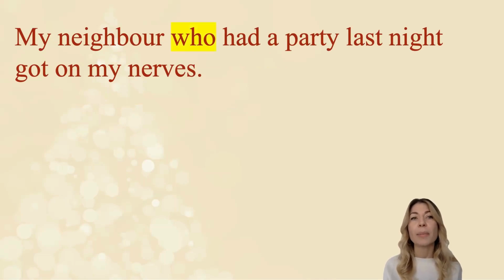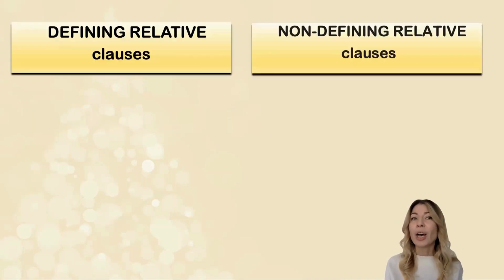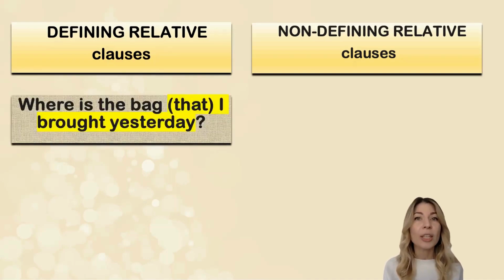If you look at this sentence, my neighbor who had a party last night got on my nerves. You can see we link it by the relative pronoun who, and she called me late at night, which was surprising. These are both relative clauses, but in the first one, you can see I'm not using any commas, whereas in the second one, there is a comma. And why is that? There are two types of relative clauses in English, defining or restrictive and non-defining or non-restrictive relative clauses. Defining relative clauses give us some essential information.